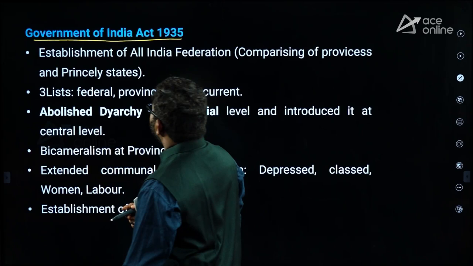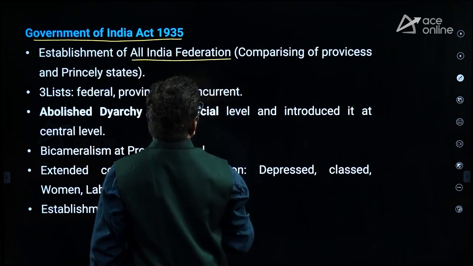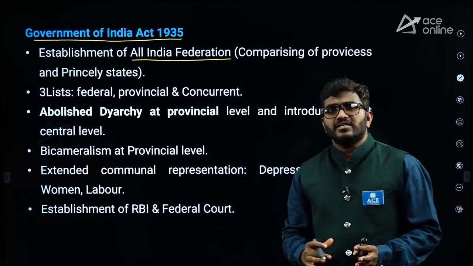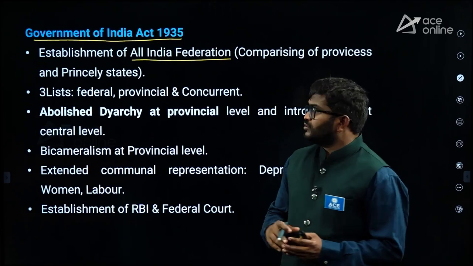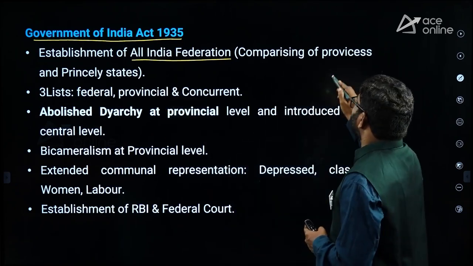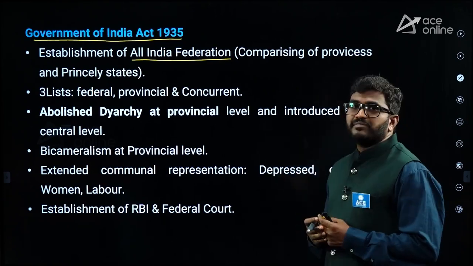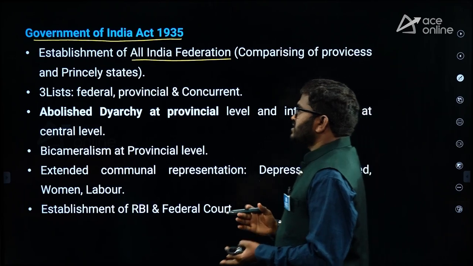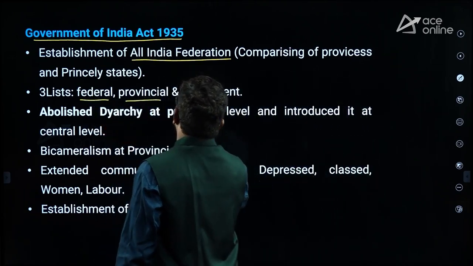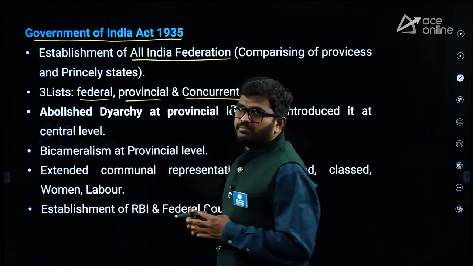Now see, the establishment of the All India Federation, comprising provinces and princely states. All over India, some places were ruled by the kings, that place we call a princely state, and the place ruled by the British government, we call a province. So the All India Federation was formed, and the powers were listed in three forms: federal power, provincial power and concurrent power. Concurrent power means the powers exist for the central and state both.